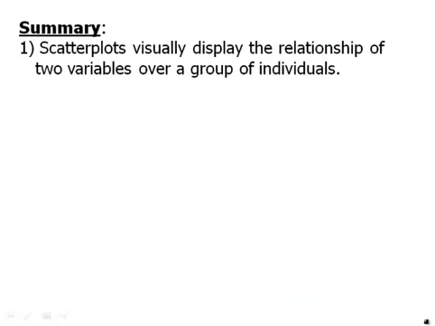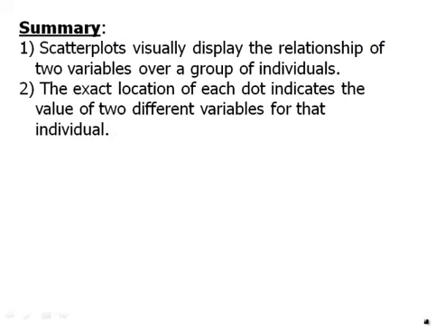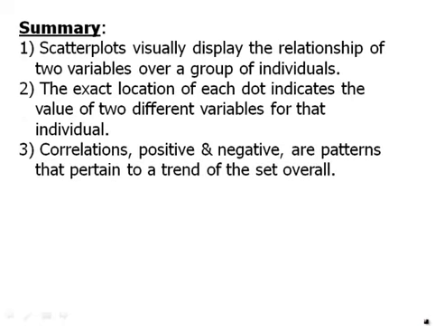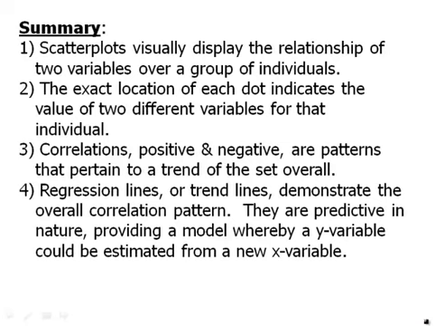In summary, scatterplots visually display the relationships of 2 variables over a group of individuals. The exact location of the dot indicates the value of the 2 different variables for that individual. Correlations, positive or negative, are patterns that pertain to a trend of the set as a whole. They're pertaining to the whole set, the whole population, not a point-by-point comparison. And regression lines or trend lines demonstrate the overall correlation pattern. They are predictive in nature, providing a model whereby a y variable could be estimated from a new x variable.